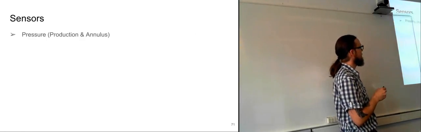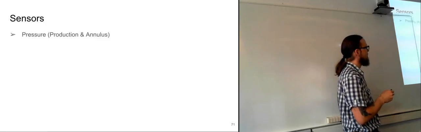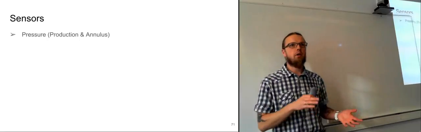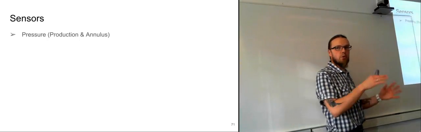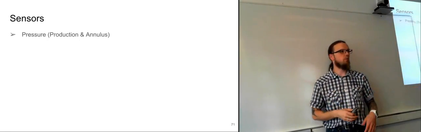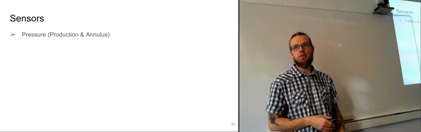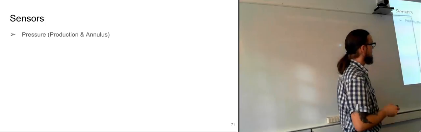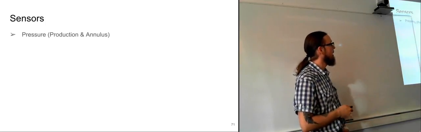So we have pressure sensors, usually both on the production line and on the annulus. This has to do with being able to equalize the pressure between those, to make sure that we don't get too much pressure in the annulus compared to the production, so that we can bleed out if the pressure rises too high.